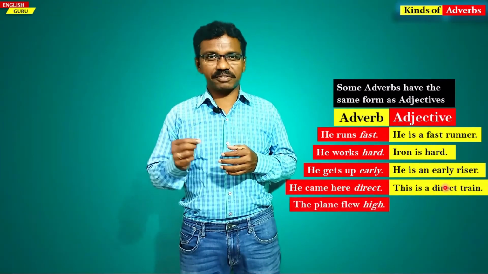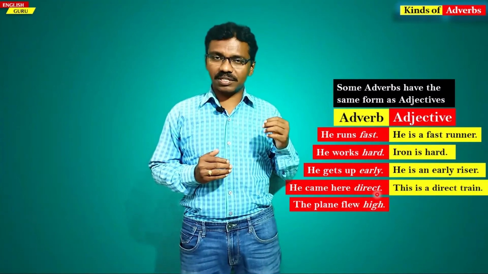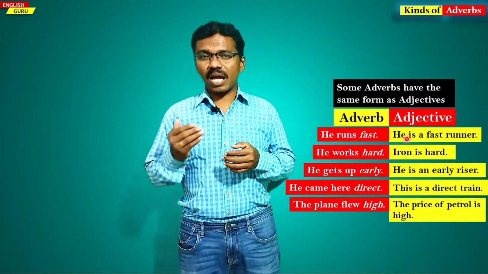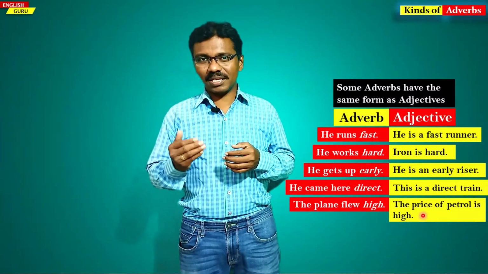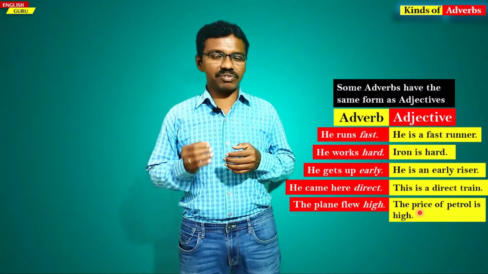He came here direct. Direct in this sentence is an adverb, whereas in the other sentence, this is a direct train. Direct in this sentence is an adjective. In a similar manner, the plane flew high. High is an adverb here in this sentence, whereas in the next sentence, the price of petrol is high. So here high is used as an adjective of this sentence.